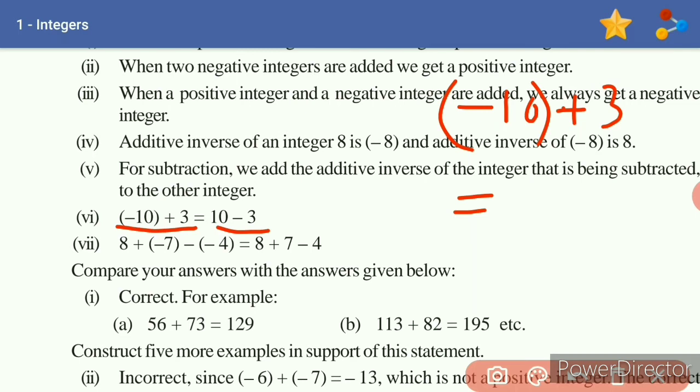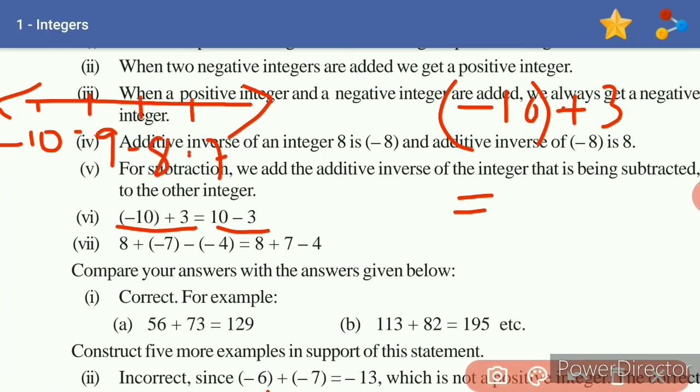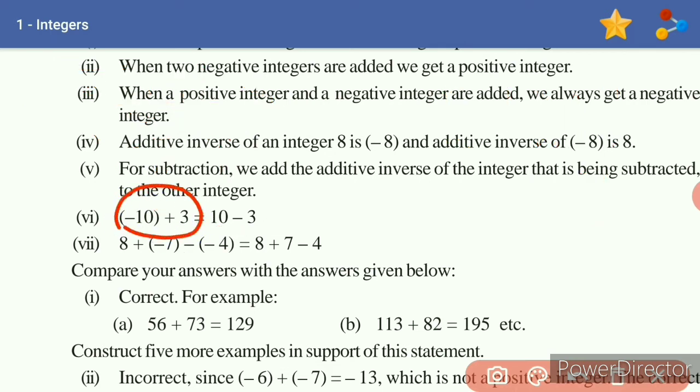So using the number line, here minus 10 is there, minus 9, minus 8, and minus 7. Now we want to add, so starting from minus 10, we move to the right up to 3 steps: 1, 2 and 3. So the answer is minus 7. So minus 10 plus 3 is minus 7.